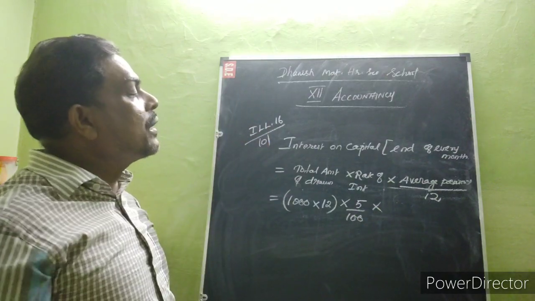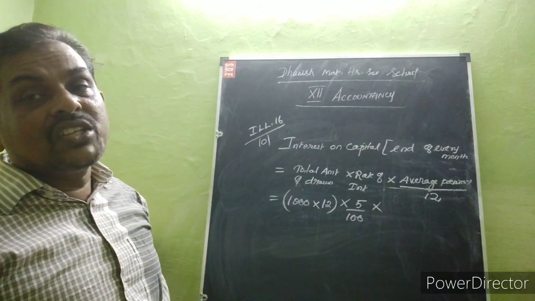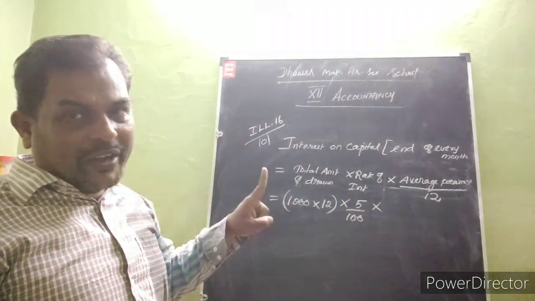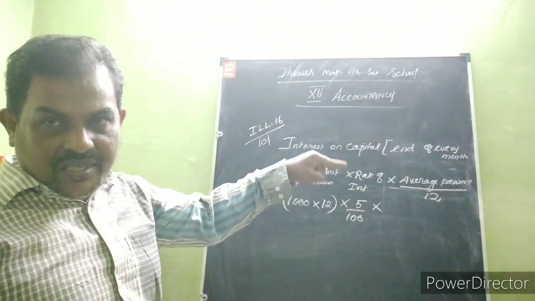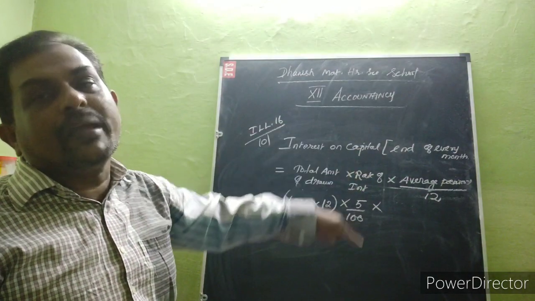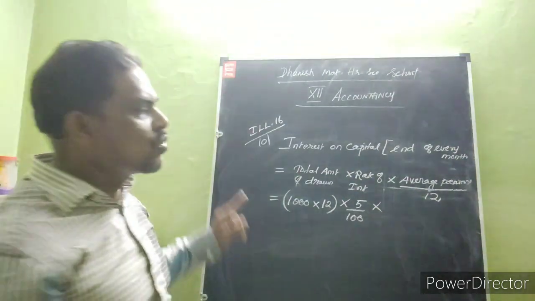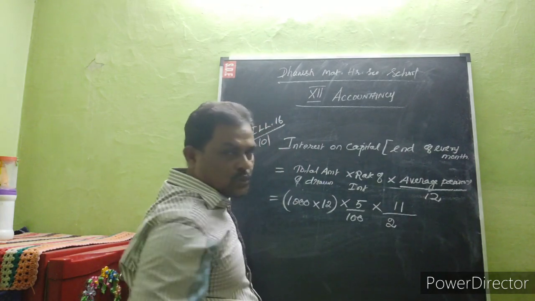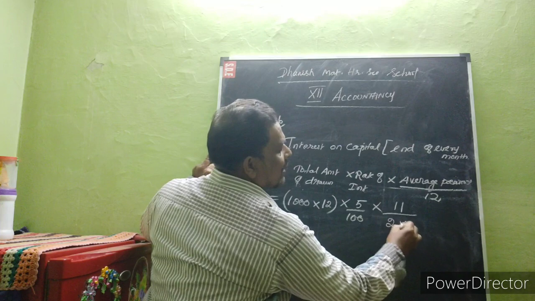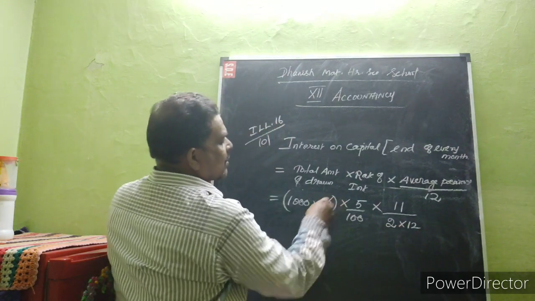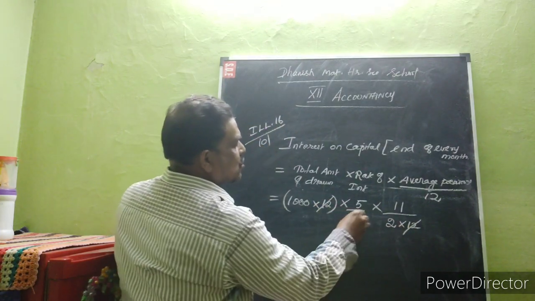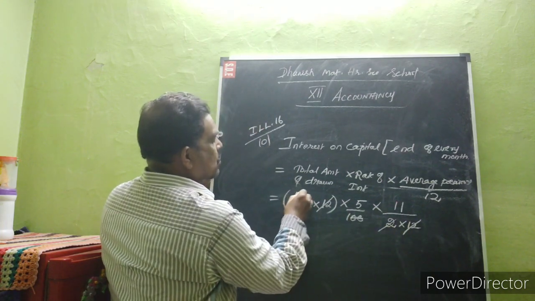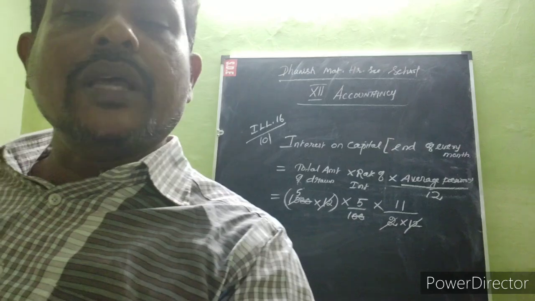Here, average period for end of every month is how much? Beginning means 6.5. Middle means 6. End of every month is 5.5. 5.5 is a decimal, so you can use 5.5 as 11 by 2. 11 by 2, already 1/12 is there. You just multiply with the 12. This 12 will be cancelled. This 20 will be cancelled. Now 2 ones are 2, 5 2s are 10.